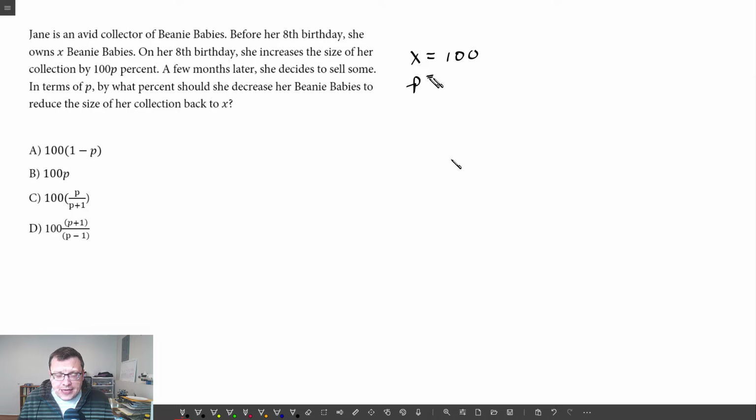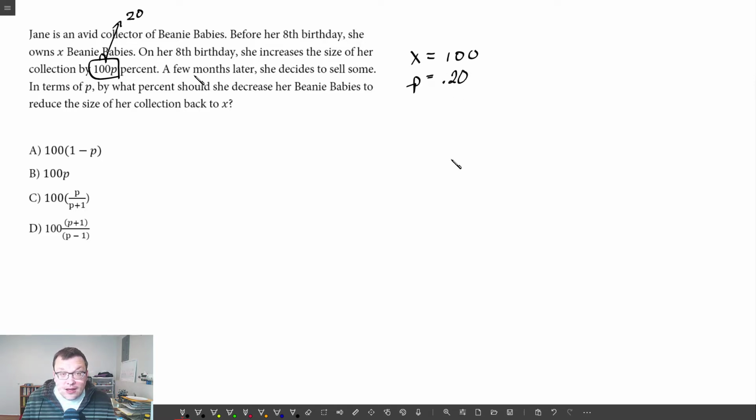And I'm going to make p, again, just a free choice here, 20%. So we've got to be careful here. I want it to be a 20% increase, but the problem says it's increasing by 100p%. So if I want this to be 20, that means p has got to be 0.20. That's where this 100 is coming from. It's just making sure everything is consistent within the problem. So I'm going to make p 0.20.